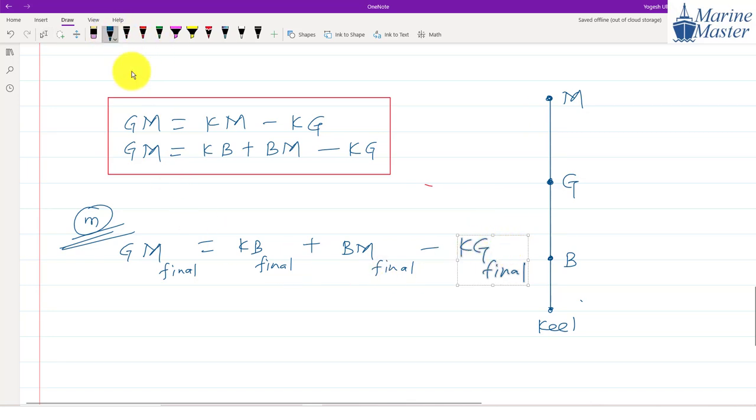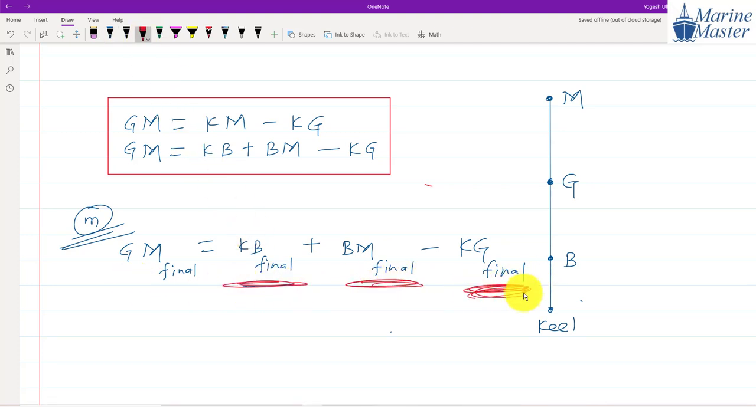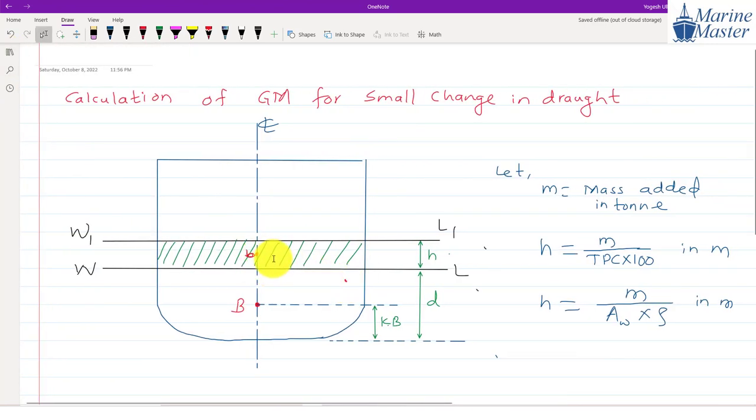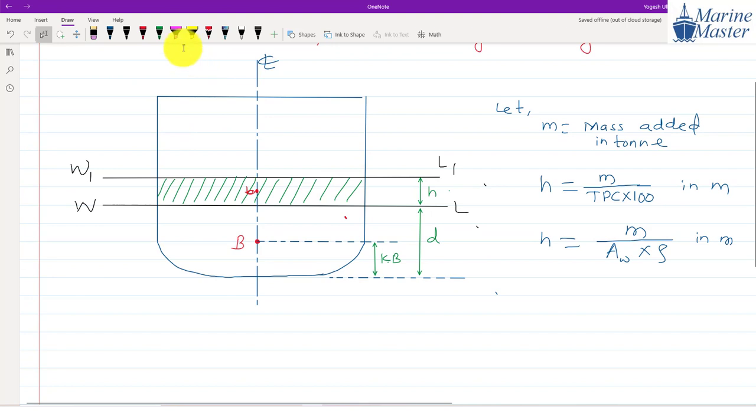So now try to see the scenario here. We need a KB final, we need a BM final, and we need a KG final. Try to see all these things. So how do we get a KB final? Somewhere here we will have our final center of buoyancy. So what will be the relation for KB final, guys?